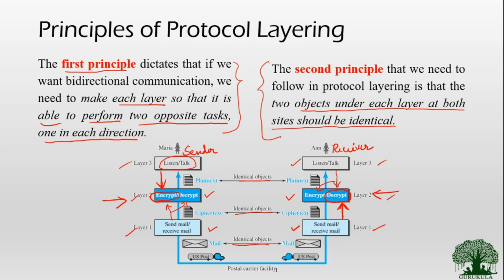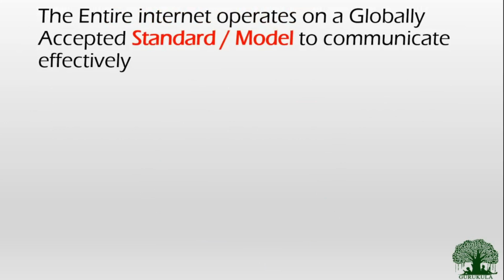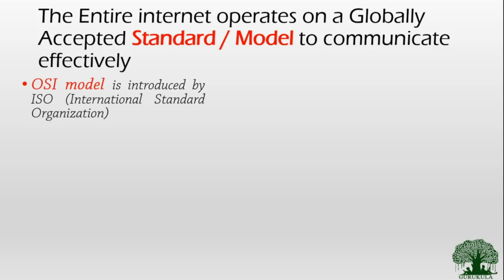establishing communication devices. What they will do is manufacture their own devices using their own architecture and their own protocol layering, leading to incompatibility issues. So in order to avoid all these compatibility issues, the entire globe has accepted a particular standard or model to communicate effectively. Whatever devices are manufactured for networking purposes will have to adhere to this standard. That is what we call the OSI model.